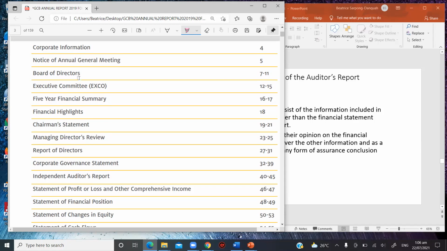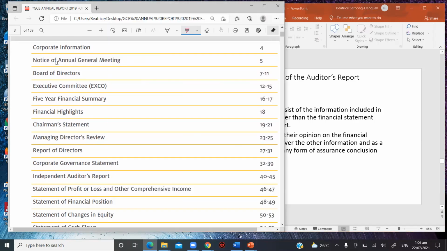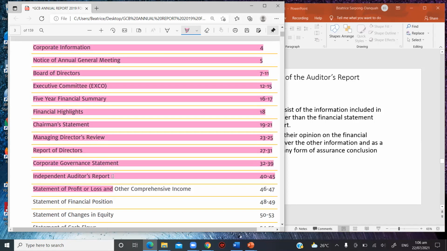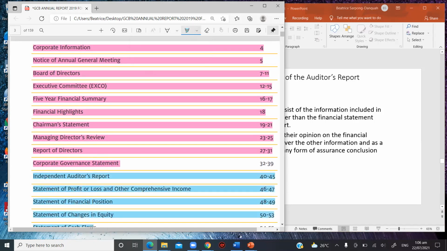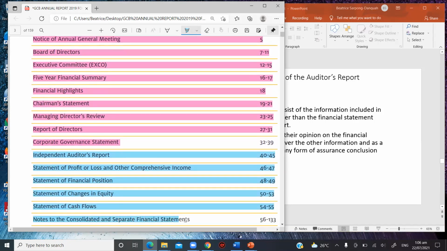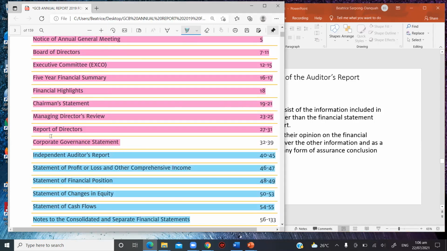So all this other information that you see inside the annual report, the auditor is telling you that, hey, his opinion does not cover these other information. So take notes. His opinion only covers what? Let me change the ink. His opinion only covers the independent auditor's report and the 5 components of the financial statements. So that's what the auditor is telling you under the other information paragraph. So take note of that. And of course, this is the annual report.